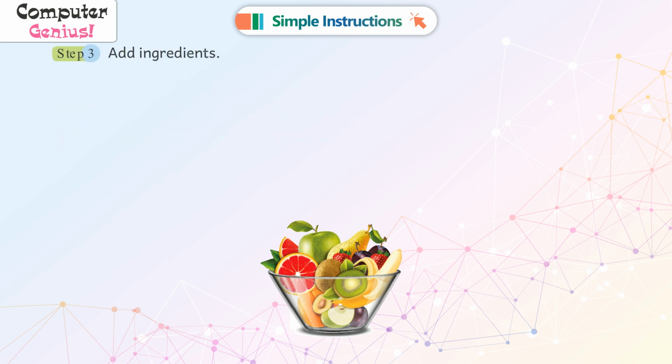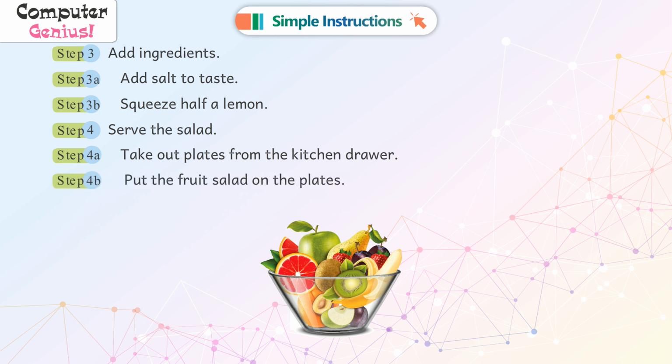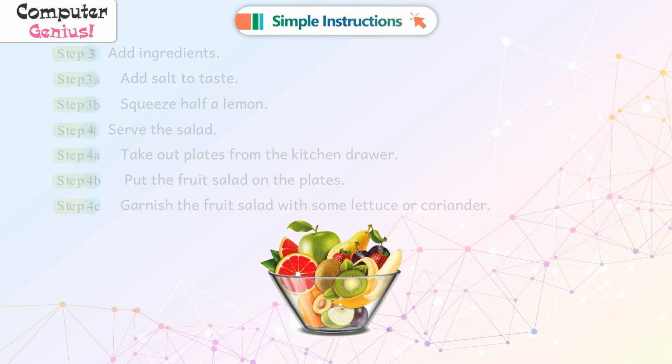Step 3. Add ingredients. Step 3A. Add salt to taste. Step 3B. Squeeze half a lemon. Step 4. Serve the salad. Step 4A. Take out plates from the kitchen drawer. Step 4B. Put the fruit salad on the plates. Step 4C. Garnish the fruit salad with some lettuce or coriander.